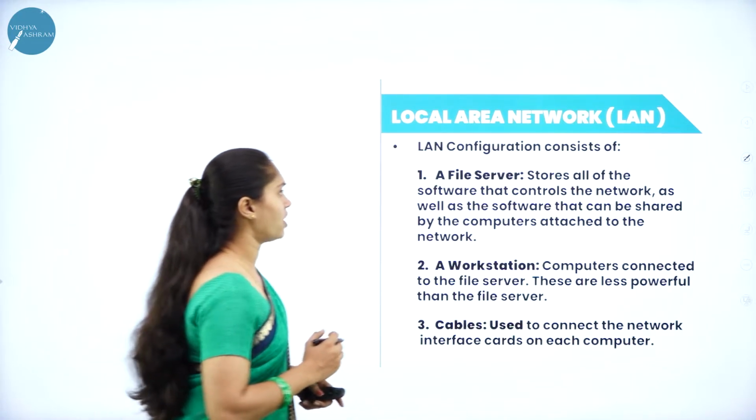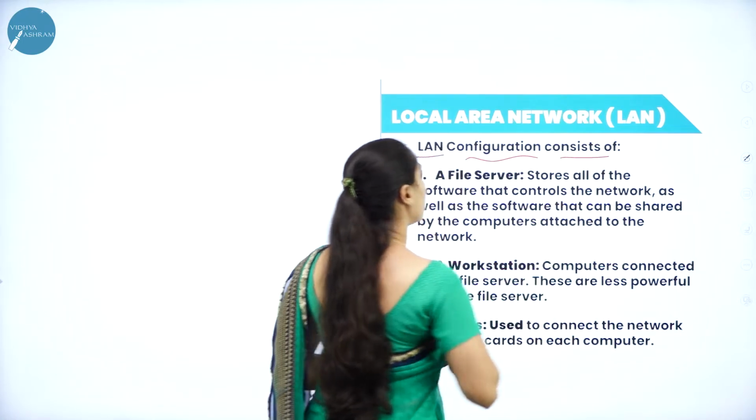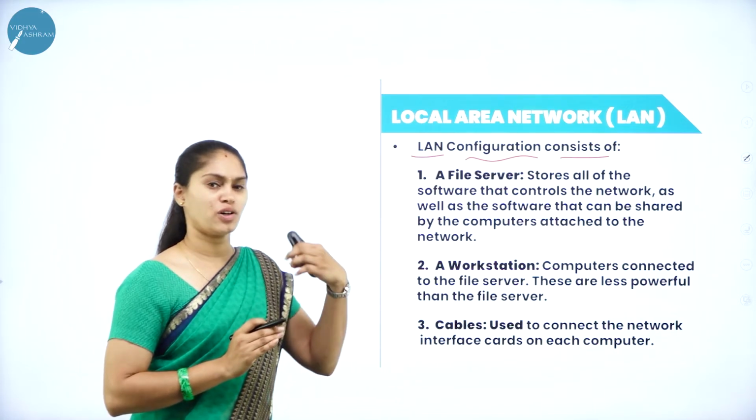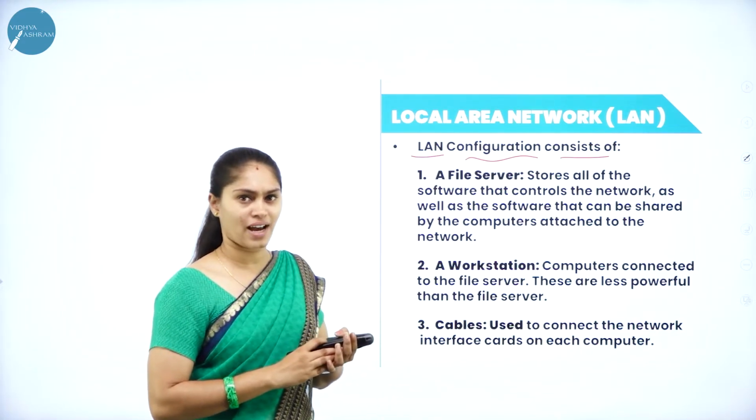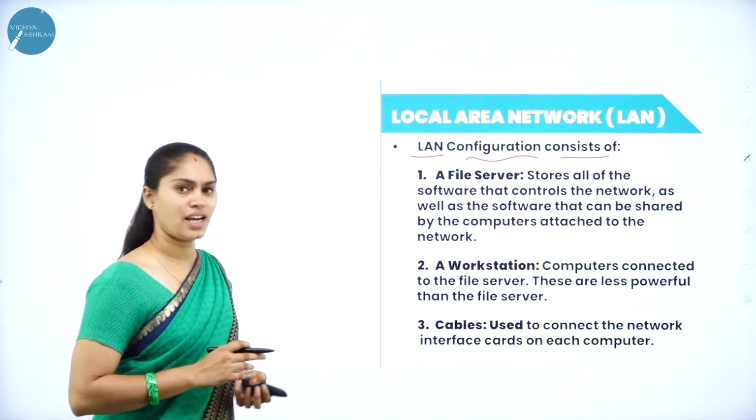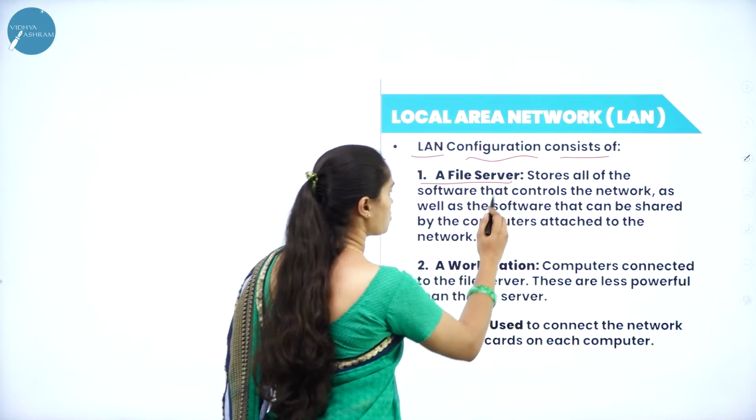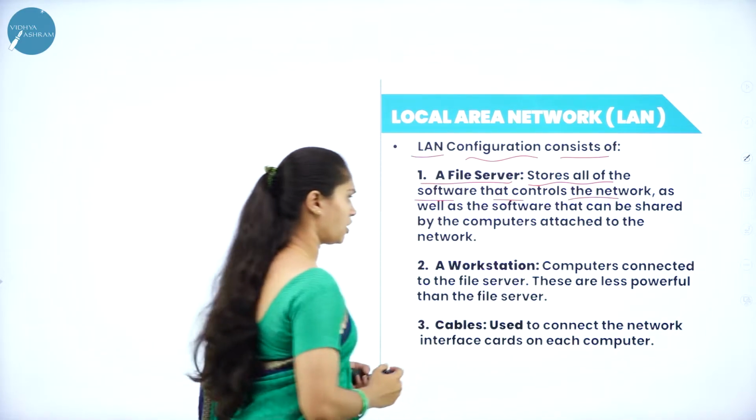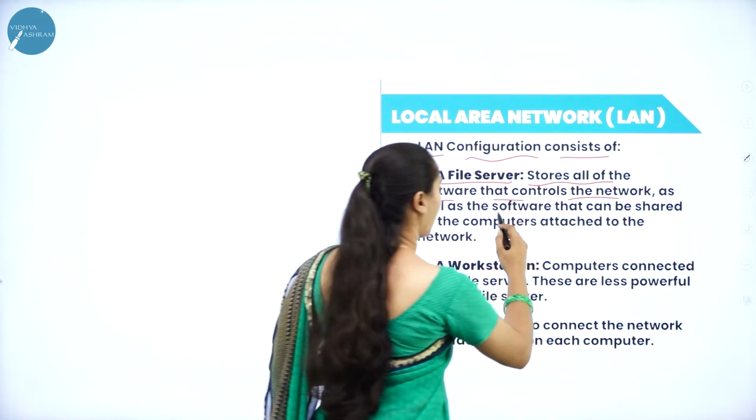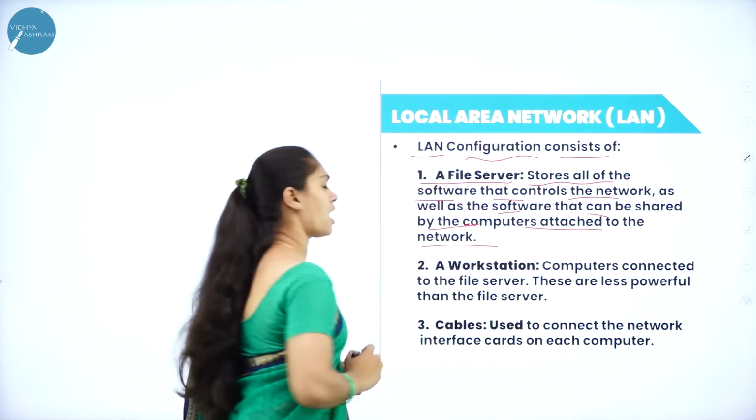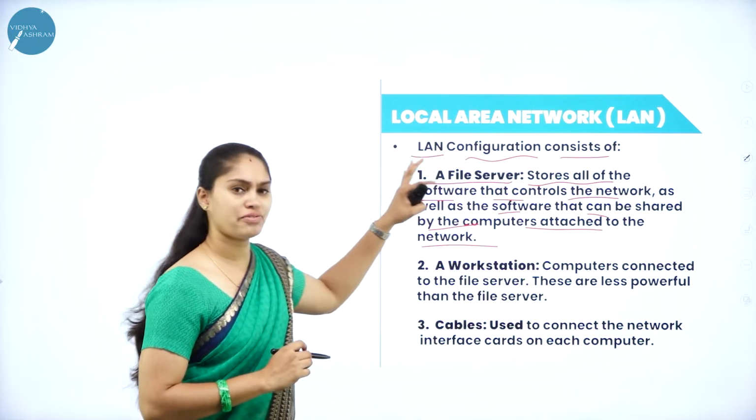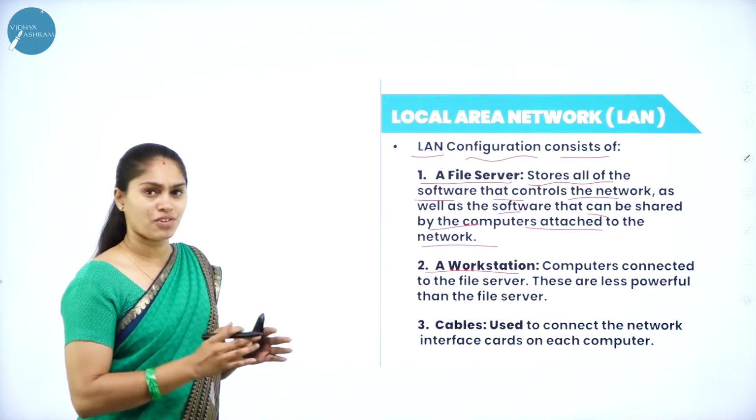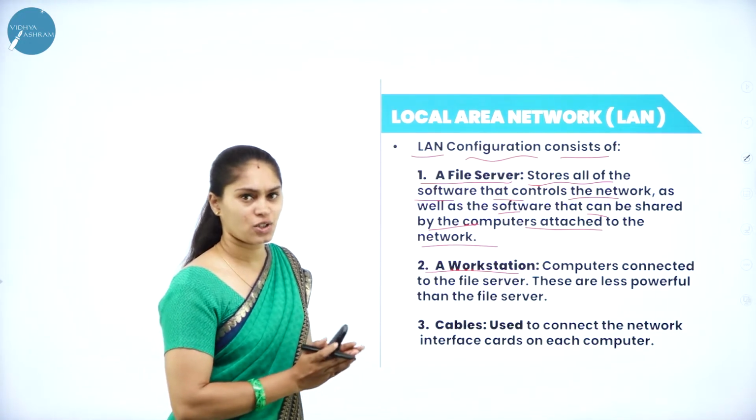What do we have next? This is what a LAN configuration consists of. If I want to establish a LAN for my office, my house, a particular building or a factory, what does it consist of? It will have a file server. This file server will store all of the software that controls the network, and this software can be shared by the computers attached to the network. We also have a workstation. Already we got to know about the workstation, that is a computer which is connected to the network.